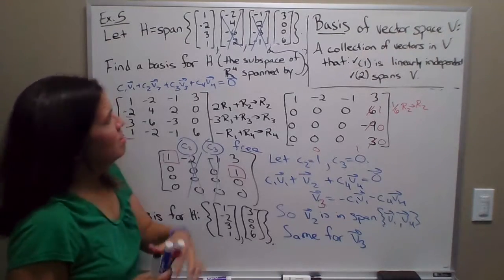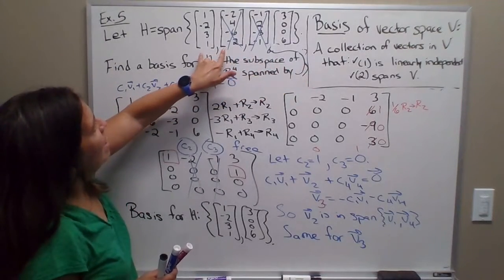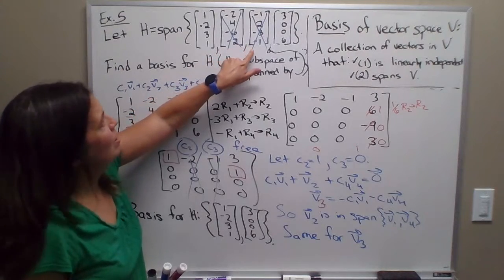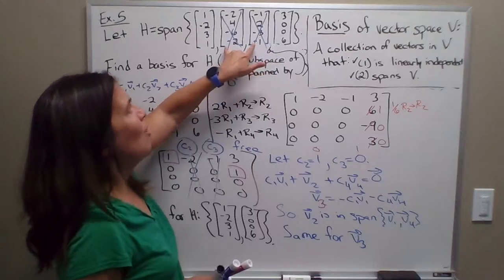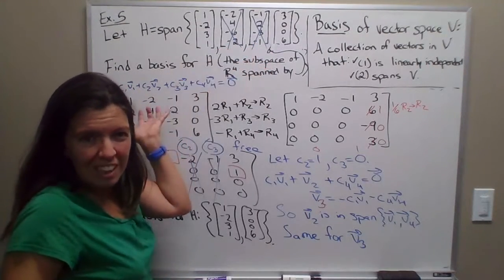One last thing about this example, just to acknowledge what you may have noticed from the beginning, vector 2 here is just -2 times vector 1. And vector 3 is just -1 times vector 1. So you may have seen at the outset, oh, well, vector 2 and vector 3, those are just multiples of V1. I don't really need those.